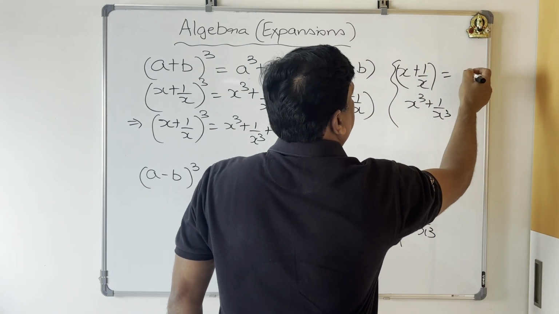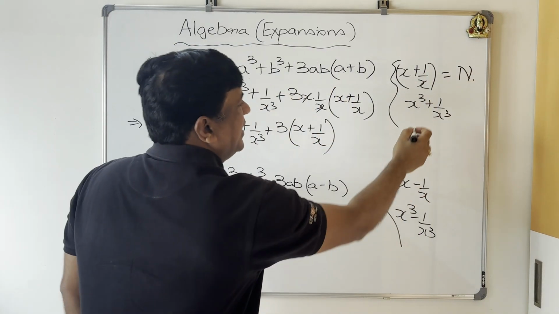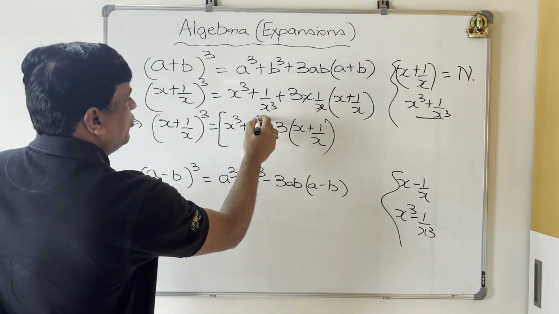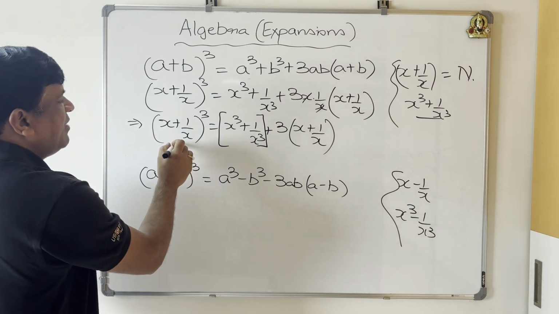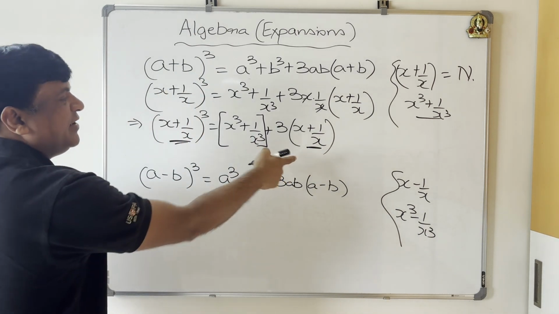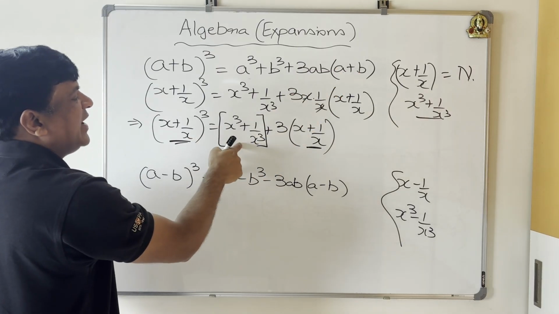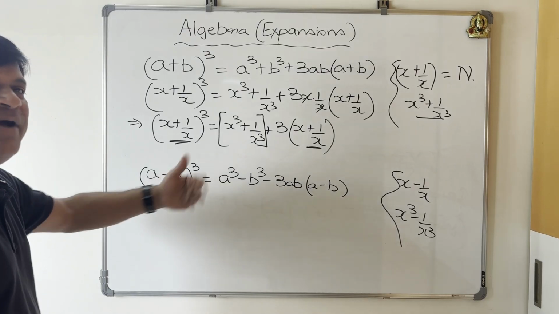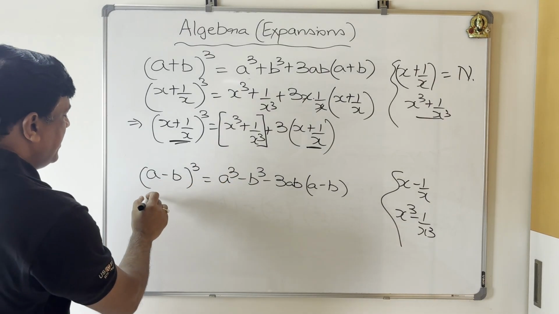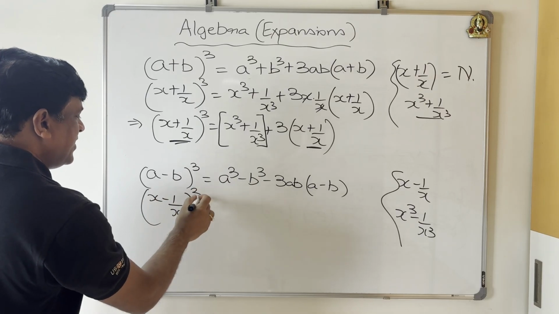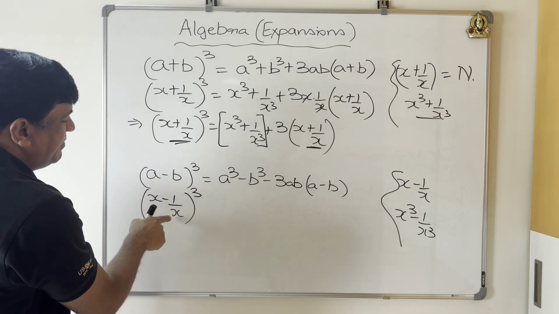They give you some value, some number, and they ask you to calculate this. Look at it. If you just put this one in brackets, they have already given the value of this. You need to substitute that value and calculate this. So similarly, when you do it for the negative one, a minus b whole cube, do the same thing. It is x minus 1 by x. I'm doing the same thing. I'm replacing a by x and b by 1 by x.